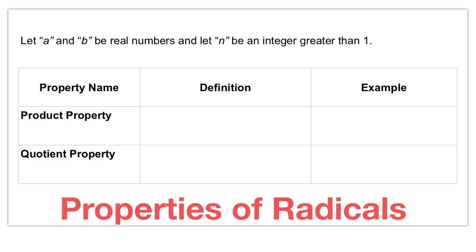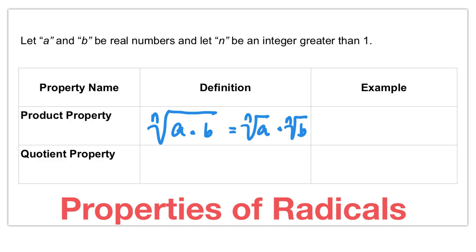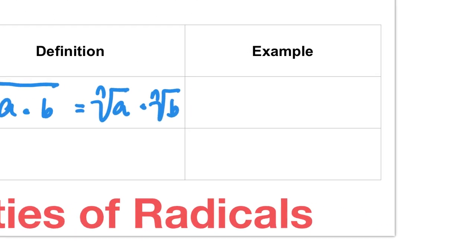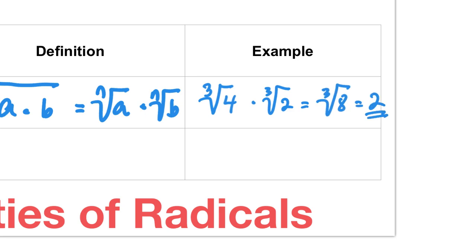Okay, so let's see the properties of radicals. Let a and b be real numbers and let n be an integer greater than 1. Now, the product property simply says that the nth root of a times b is the same as the nth root of a times the nth root of b. Let's give you an example. Say the cube root of 4 multiplied by the cube root of 2 is the same as the cube root of 8, and the cube root of 8 is 2.